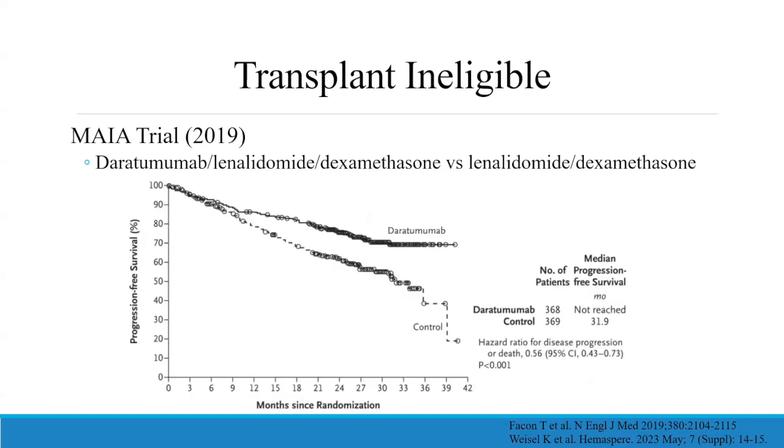So we see that in at least the clinical trial back in 2019, their median progression-free survival was not yet reached. We've had some time for this data to mature, and we now know that median progression-free survival is around 5 years, median overall survival not yet reached for these transplant ineligible patients, your older patients, your frailer patients.